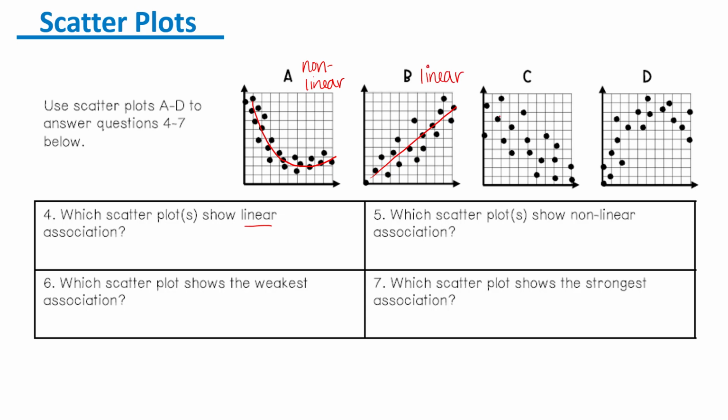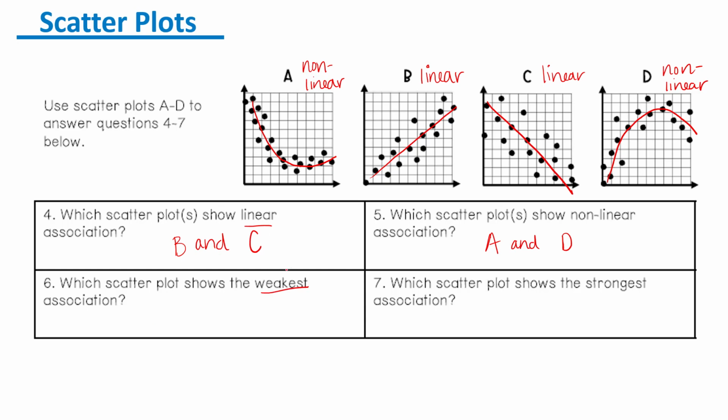All right, C, same thing. I can draw a line and it follows that pattern, so that would be linear. D, if I follow my points, I'm going to start to curve down at the end, so that one would be nonlinear. So when I say which ones are linear, I would say graphs B and C would be linear. And then number 5 says which scatter plots show nonlinear association, so I would say that would be A and D.